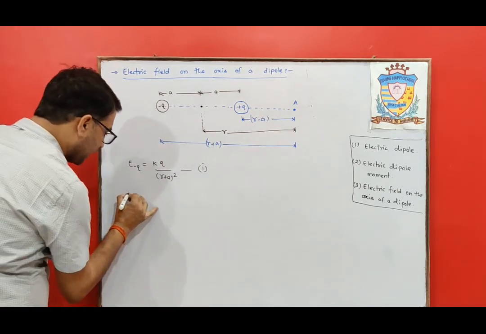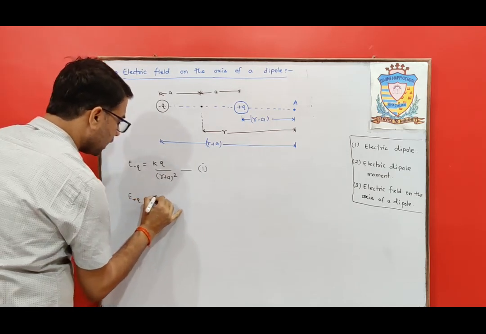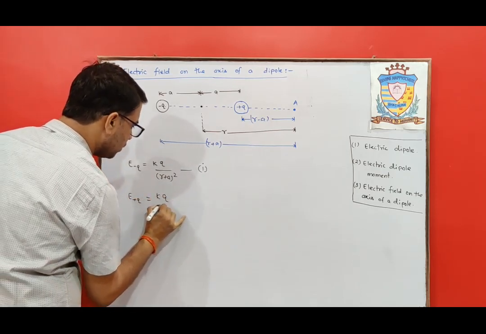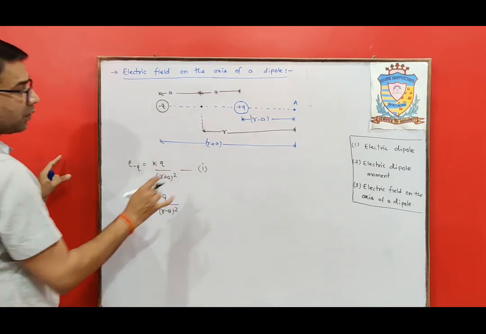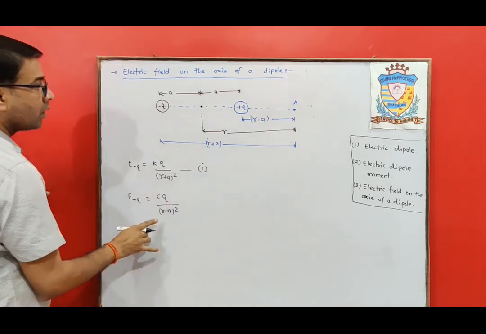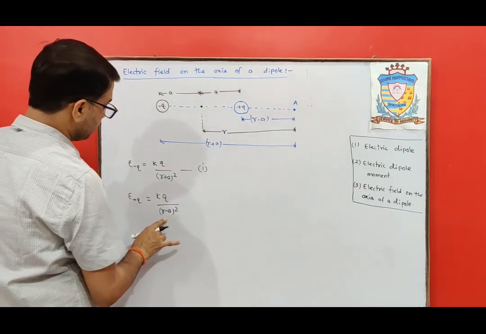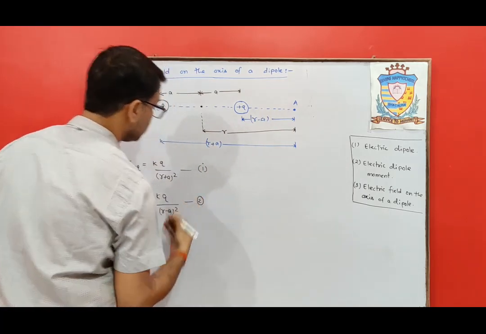Next, electric field due to plus Q is KQ upon (R minus a) whole square. The distance from plus Q charge to A is R minus a, so we'll put here (R minus a) whole square. This is our equation number two.